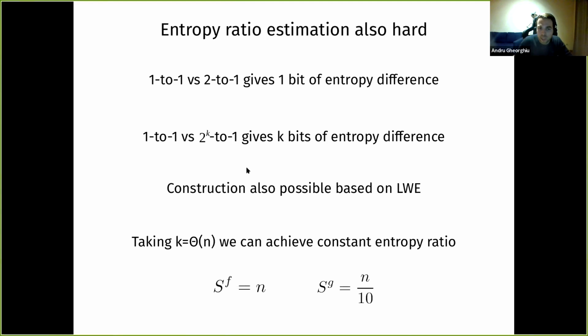And if you take this k to be, say, some linear function in n, then you can also get that the entropy ratio is hard. So you can engineer states that have some sort of constant entropy ratio. And again, distinguishing between these two should also be hard based on learning with errors. In this case, I just took as an example n and n/10 for entropy.